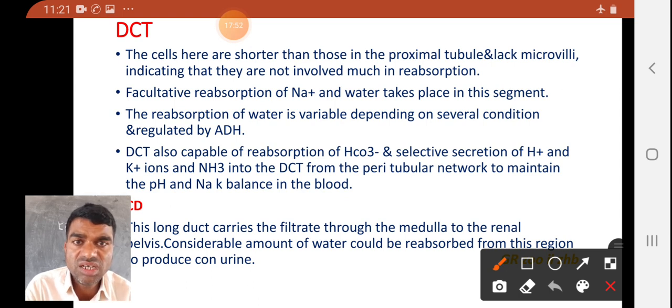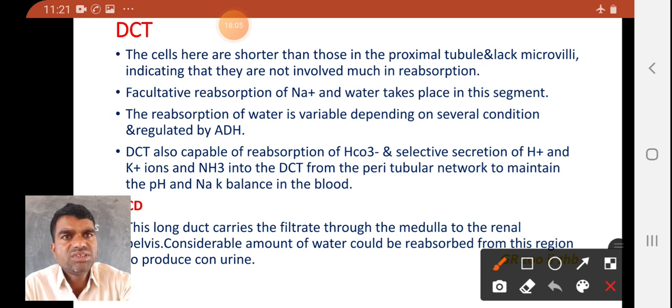80% are reabsorbed into the PCT. The remaining solutions or salts are now reaching into the DCT part. Facultative reabsorption of Na plus and water takes place in this segment.